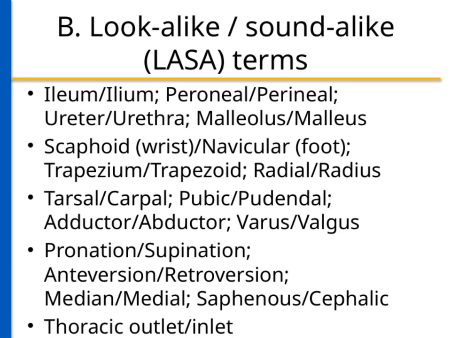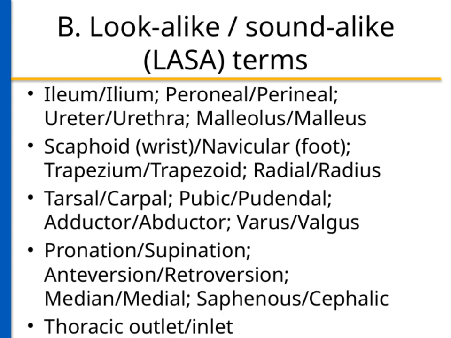Let's take a closer look at some commonly confused terms in anatomy and terminology. First, we have ilium and ileum. These might sound similar, but the ilium refers to the last part of the small intestine, while the ileum is the broad, upper part of the pelvic bone. Next, perineal and perineal. Again, similar sounds, but the perineal relates to the fibula and lateral side of the leg, whereas the perineal refers to the area between the genitals and the anus.